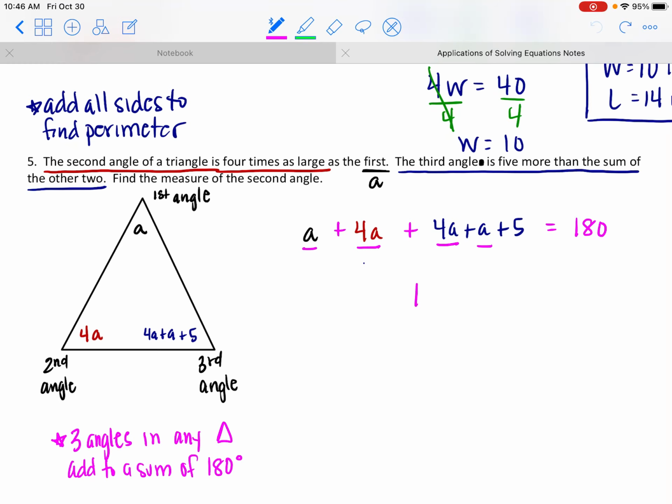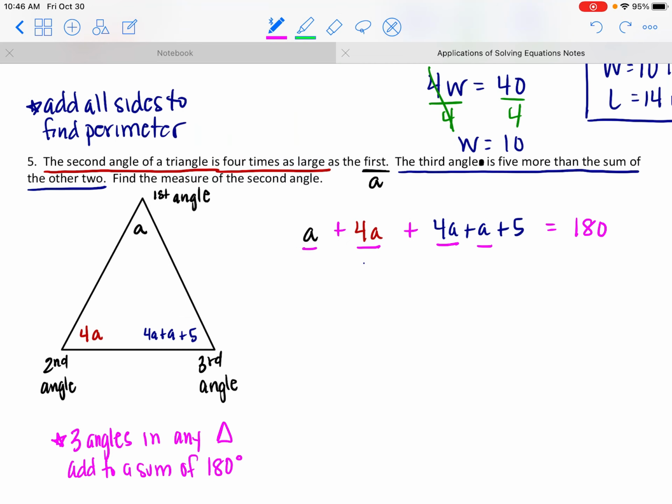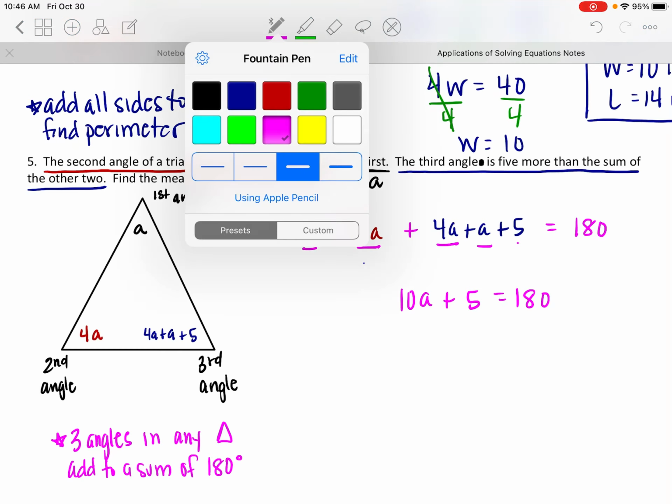10A altogether. Let me not do blue. Let's stay with pink. 10A altogether plus, we have this 5 to bring down and nothing to combine with it, equal to 180. Now we're ready to solve.